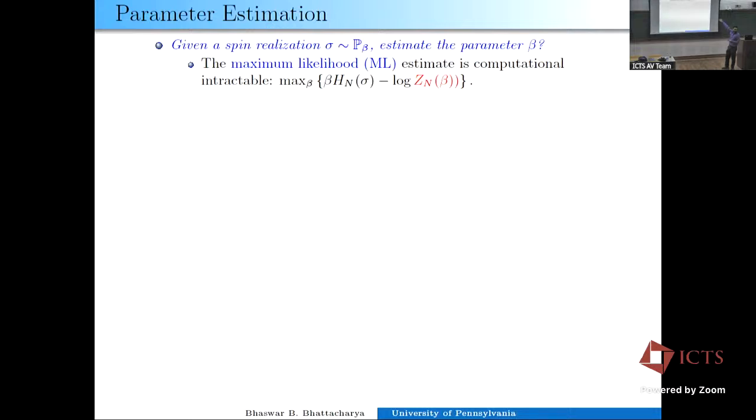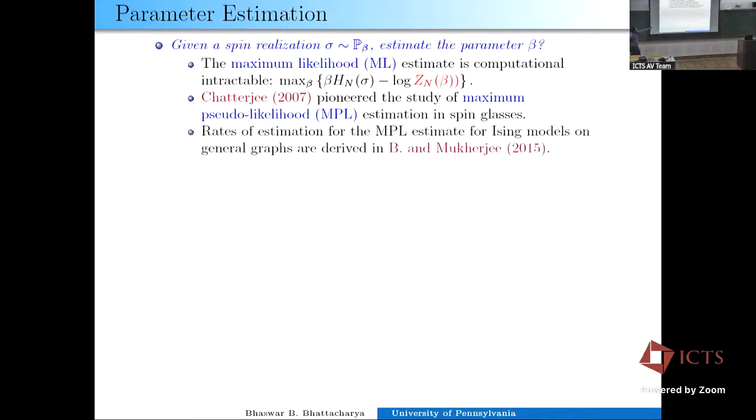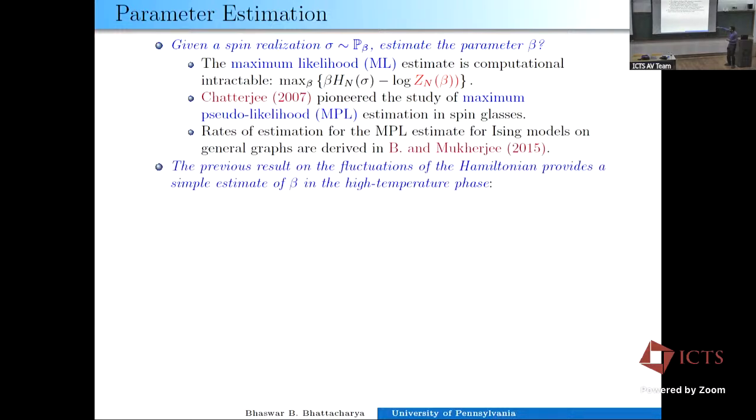That's terribly hard because it involves Z of beta, which is an intractable normalizing constant. So the way to get around it is to use what is called a maximum pseudo-likelihood approach. I'm not going to explain what it is, but it has to do with the conditional distributions, and it avoids computing this object. So Sourav Chatterjee pioneered the study of the MPL estimate in the case of spin glasses. A long time ago, we found ways to find rates of estimation for the pseudo-likelihood in generalized models. But that's MLE, MPLE, whatever. The previous result that we just showed you has a way to estimate beta in the high temperature phase without going into any of that.